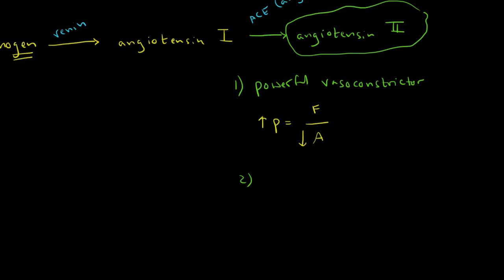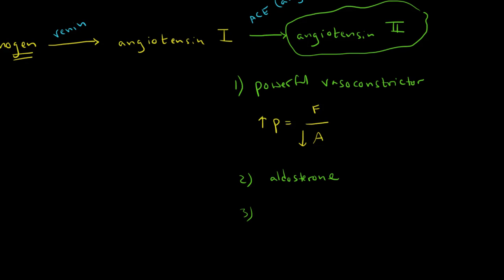The second thing that angiotensin 2 does is it stimulates the release of aldosterone. If you recall from our last video, aldosterone will cause an increase in sodium reabsorption, an increase in salt reabsorption, and if you increase salt reabsorption, you will increase blood pressure. You probably know people who have high blood pressure are told to stay away from salty foods because salty foods cause you to have higher blood pressure.